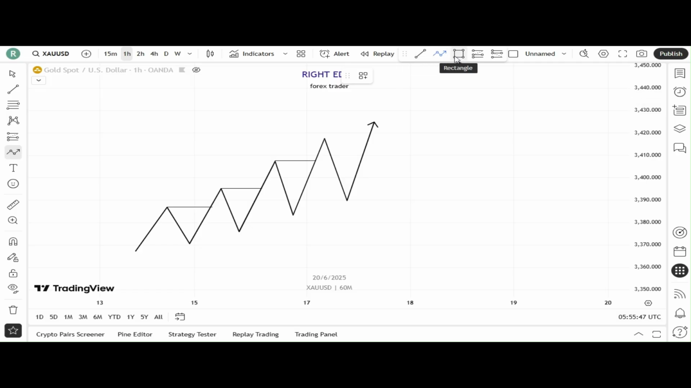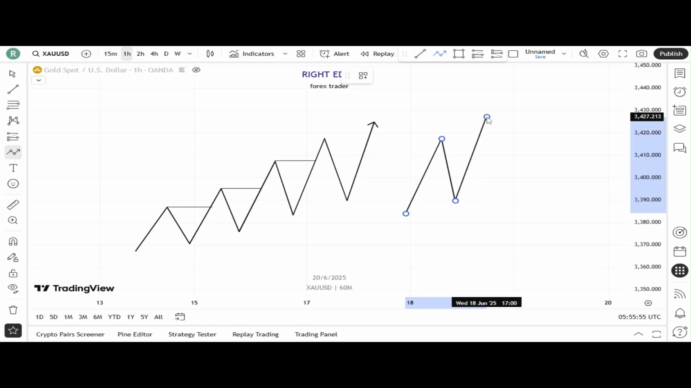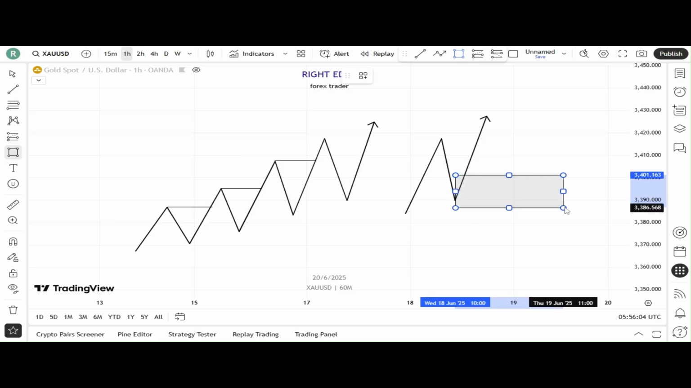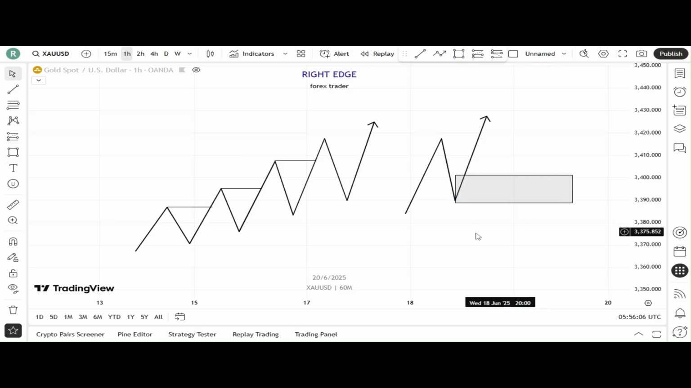So what do you do as a trader when it makes a high and makes a low? Then you see the high taken out. What do you do? You wait for the price to come into this area and then you can take your trade.